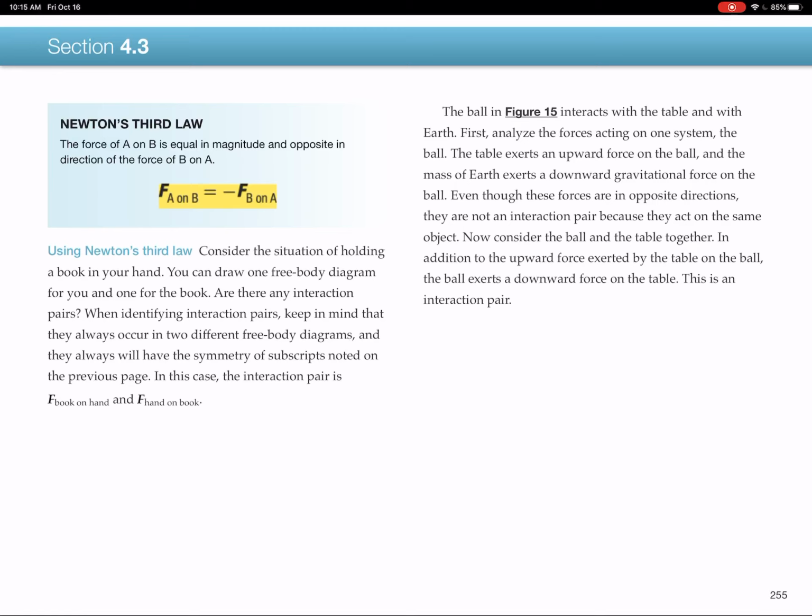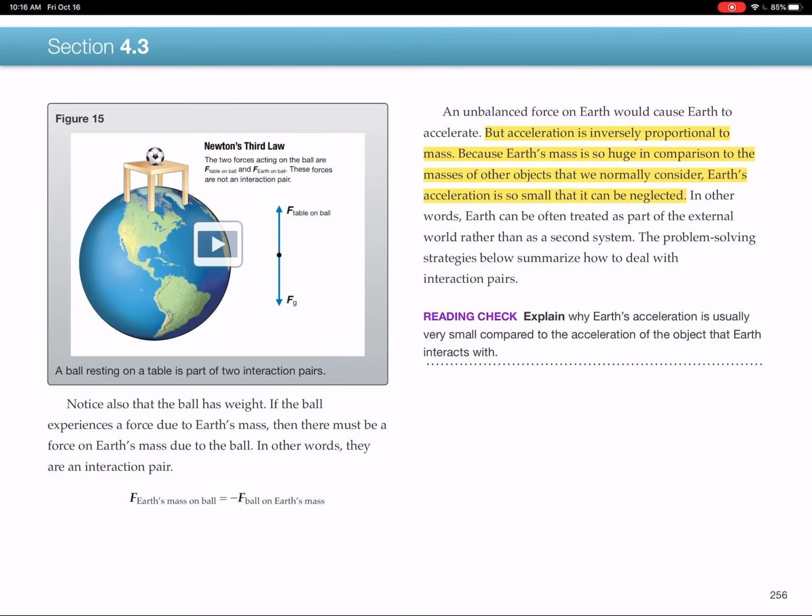Mathematically, we express this by an equation that you see on your equation sheet. The force of object A acting on B is the negative of the force of B acting on A. So let's look at some examples. We have a case of a ball sitting on a table on Earth.